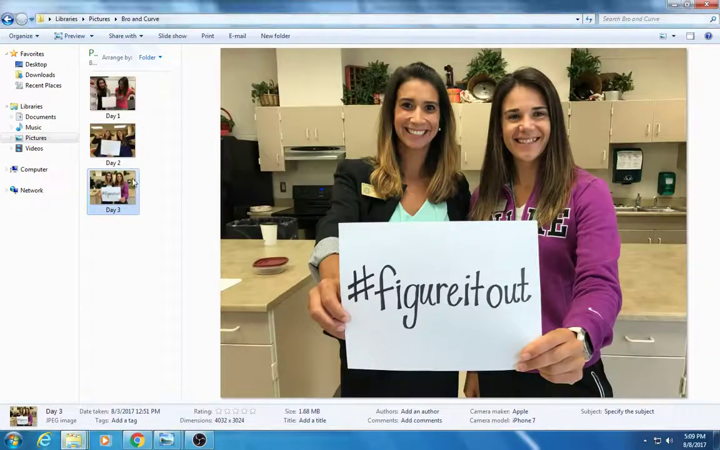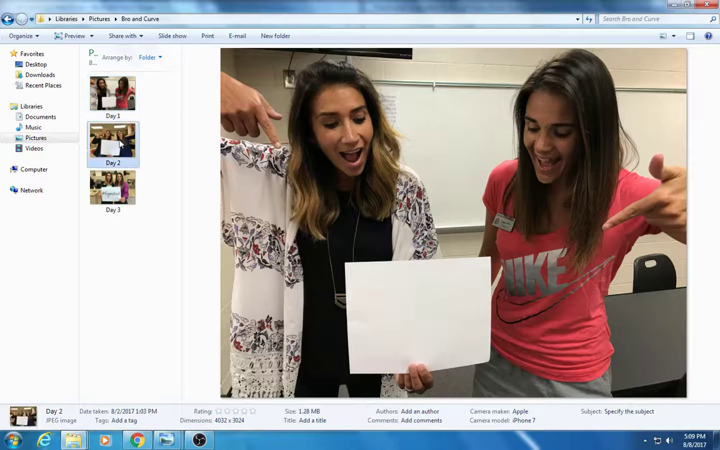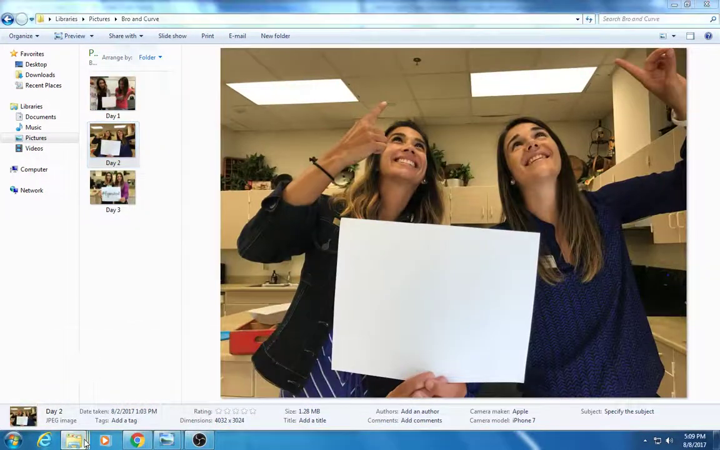Get creative though. Have some ideas where you could maybe interact with your paper, with your different images on day one and day two for your meta selfie.